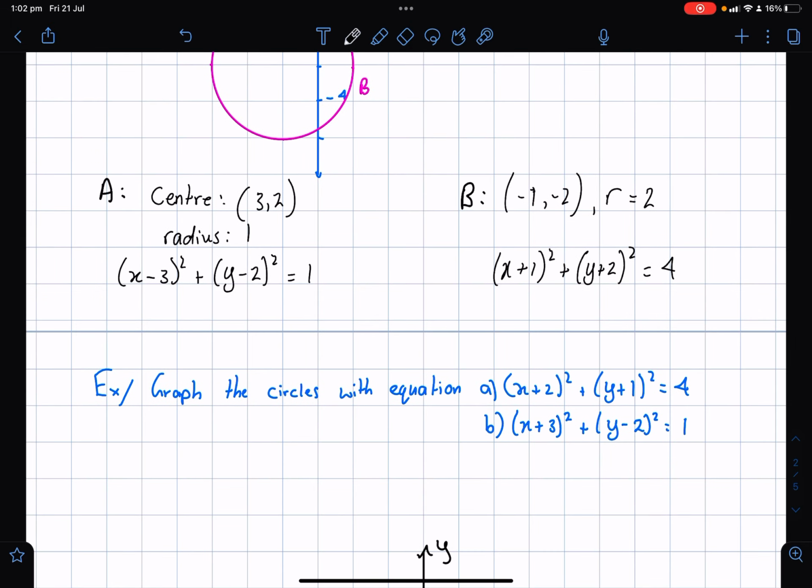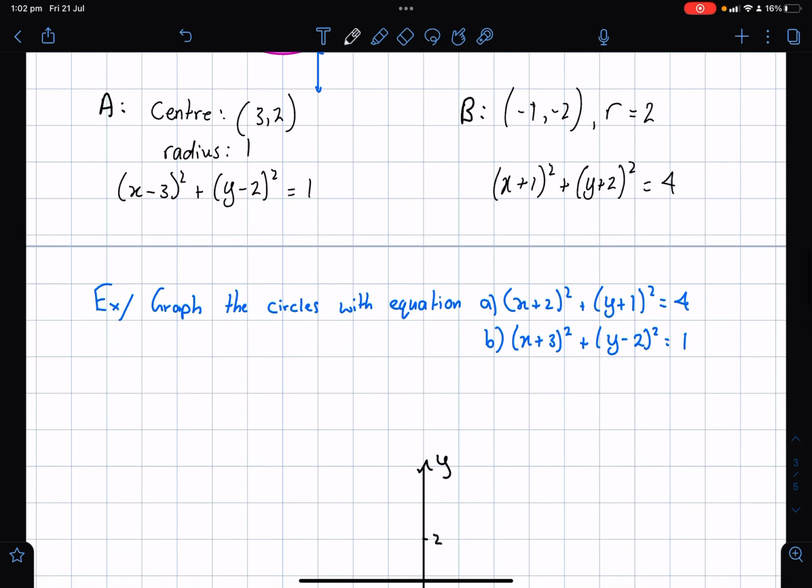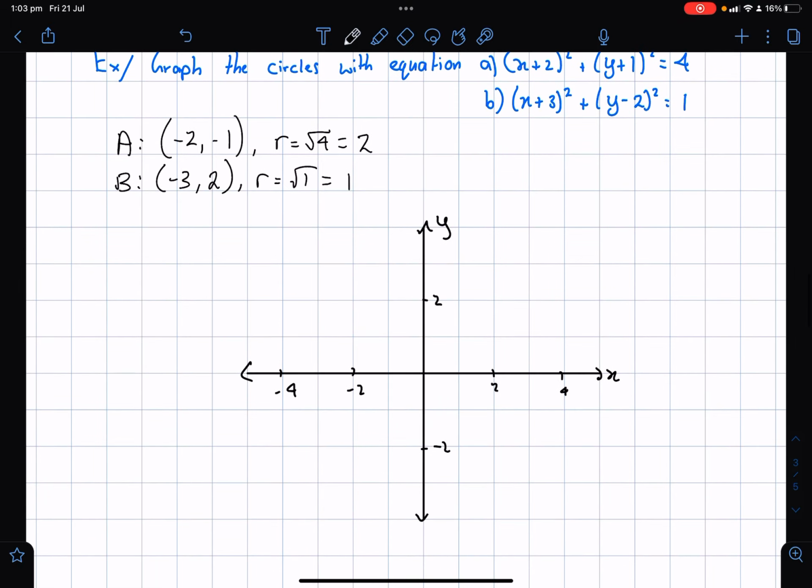All right, let's have a look at going the other way now. We're given the equation, let's look at graphing. So circle A, from that equation, I can say it has a center of -2, because there's a positive there, and -1, because that's also a positive. So that's my center. My radius is the square root of 4, which is 2. Now circle B is (-3, +2), because there's a negative, and radius is the square root of 1, which is just 1. So now I've got all the information I need to graph my two circles.